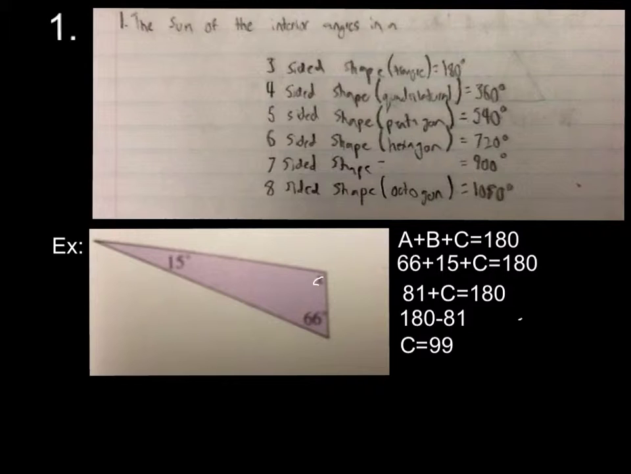66 plus 15 plus C equals 180. Add 66 and 15 together, which gives us 81 plus C equals 180. 180 subtract 81 gives us C equals 99.